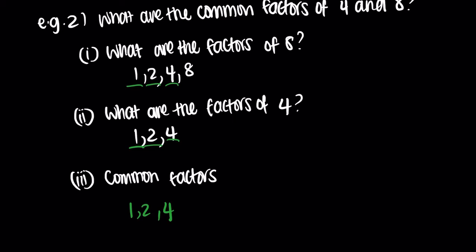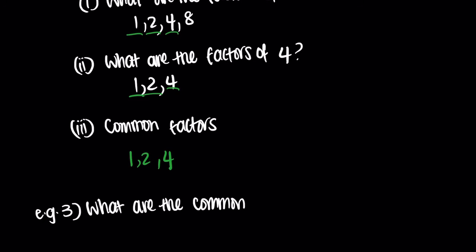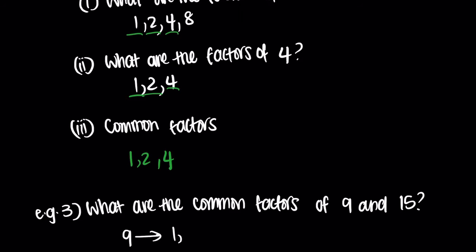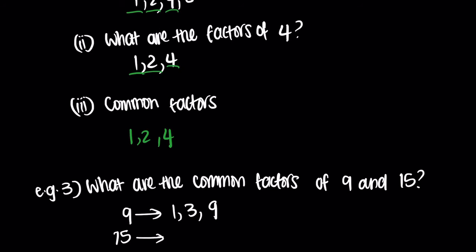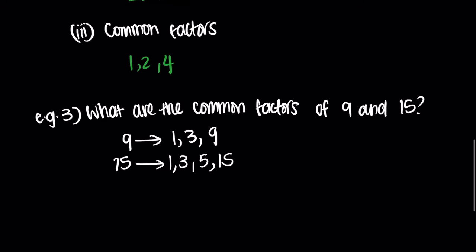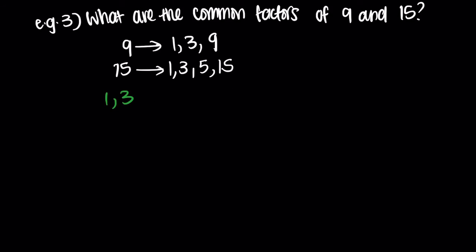And one last example of this type. What are the common factors of 9 and 15? Following the same pattern, we know that the factors of 9 are 1, 3, and 9, while the factors of 15 are 1, 3, 5, and 15. And so the common factors are 1 and 3.